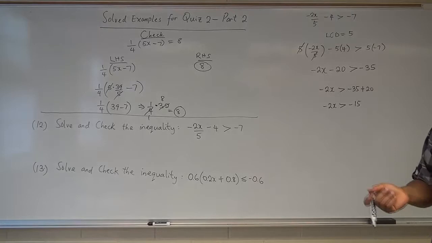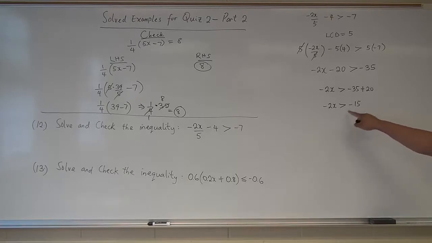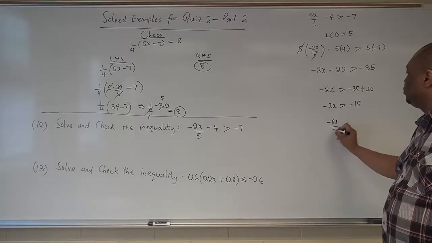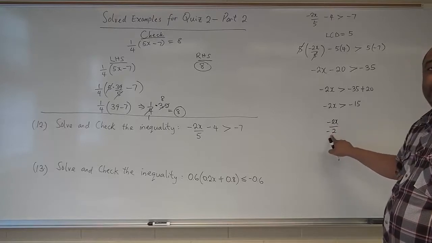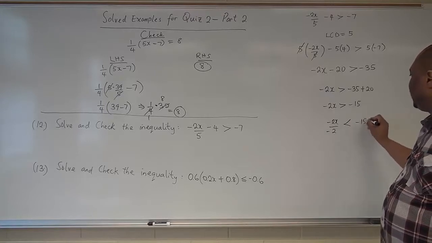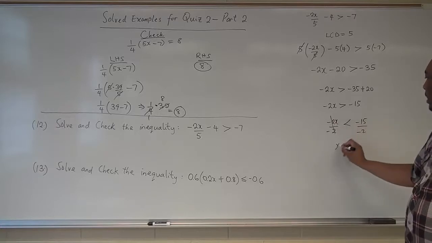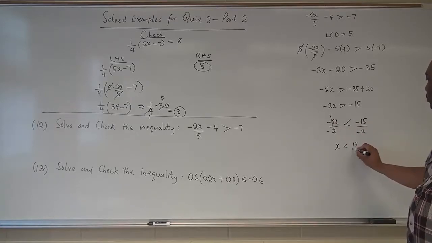Then divide both sides by negative 2. The inequality is reversed. I explained this in the video on inequality. When you multiply or divide by a negative, the inequality sign is reversed. So this is negative 2x over negative 2. Immediately we divide by negative 2, we change this to less than negative 15 over negative 2. So our x, because this will cross out, x is less than 15 over 2.